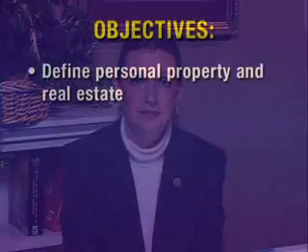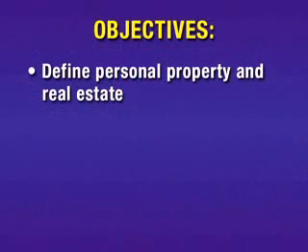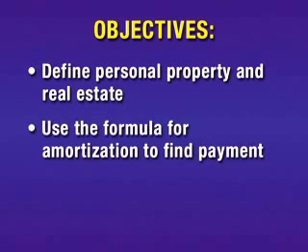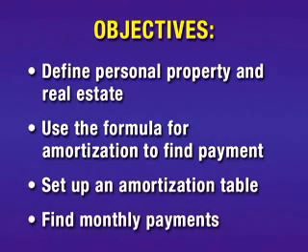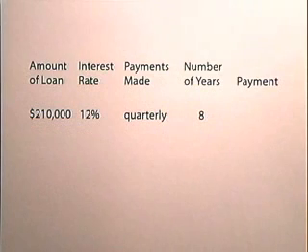The specific objectives we will cover are: we will define personal property and real estate. We will use the formula for amortization to find the payment. We will set up an amortization table, and we will find monthly payments. First, let's find the payment necessary to amortize a loan. Let's look at the following exercise.